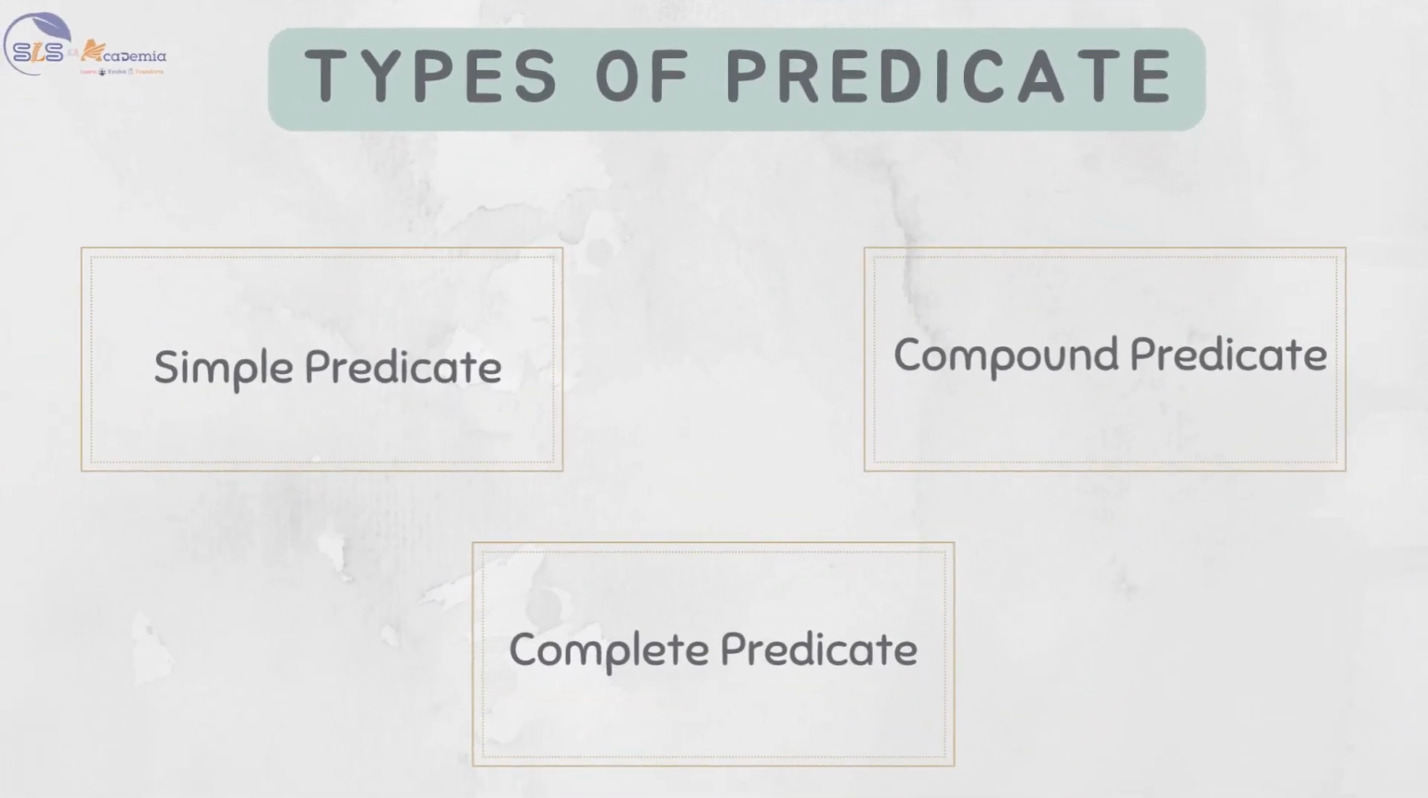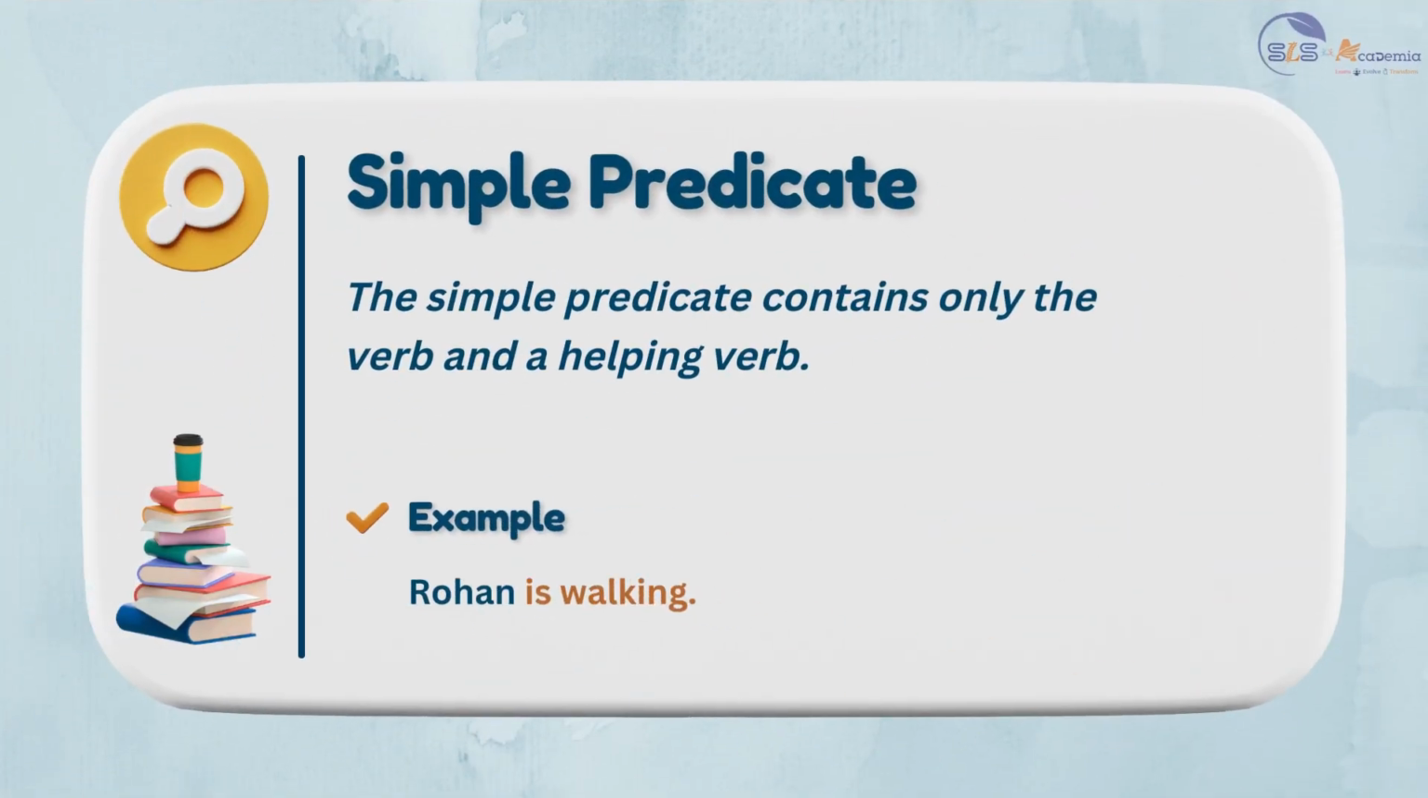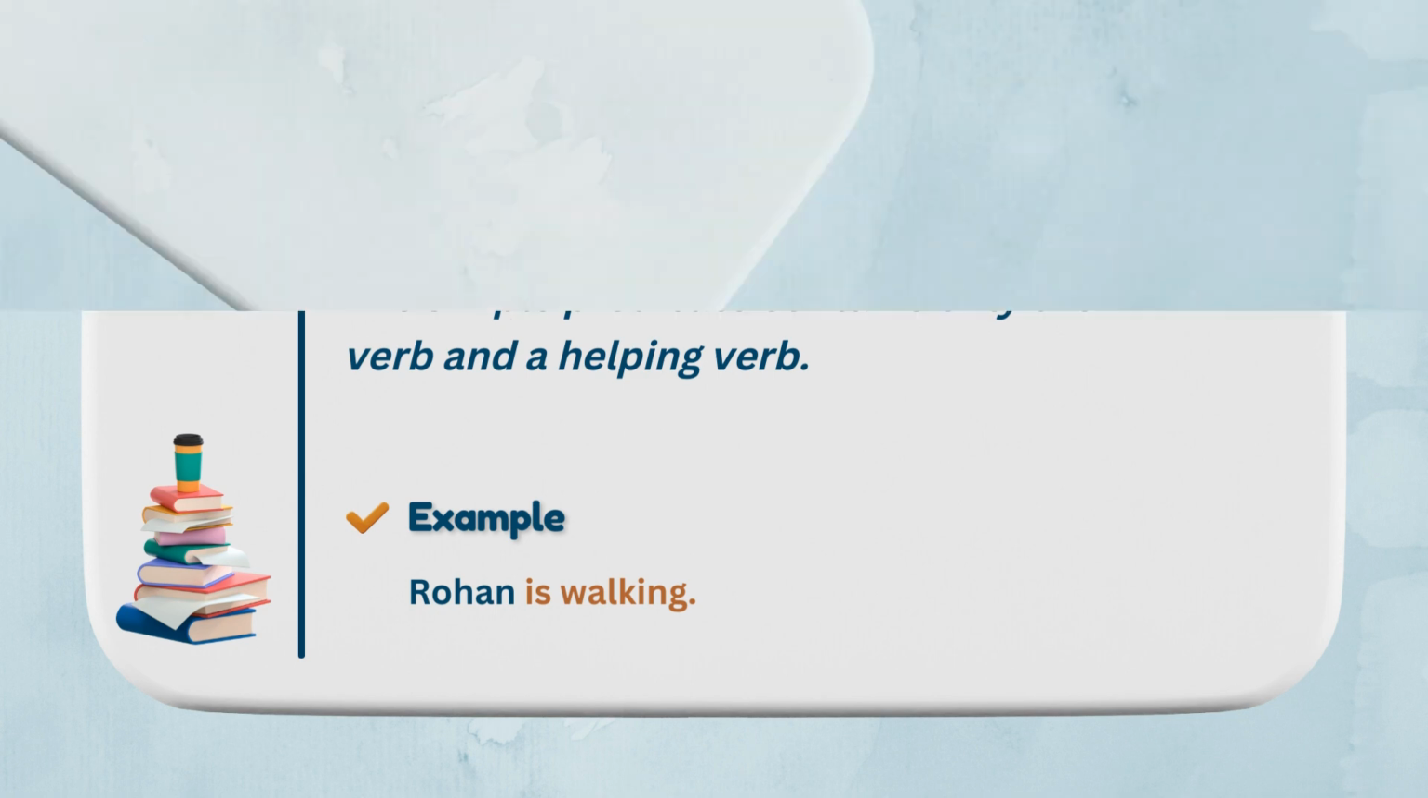Predicate can be of three types: simple predicate, compound predicate, and complete predicate. The simple predicate contains only the verb and a helping verb. For example, in the sentence, Rohan is walking, is walking is a simple predicate, where is is the helping verb and walking is the main verb.